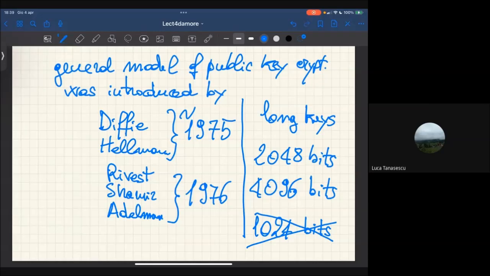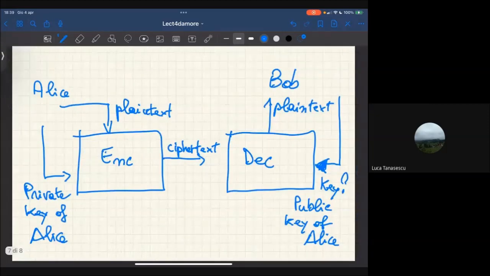Okay. Any question? Let me go back to this picture here. Let me use another color.